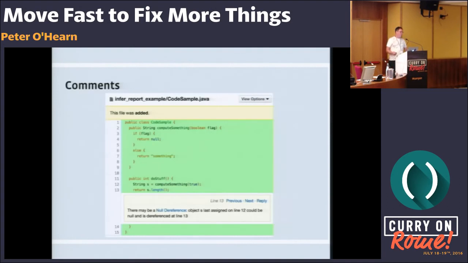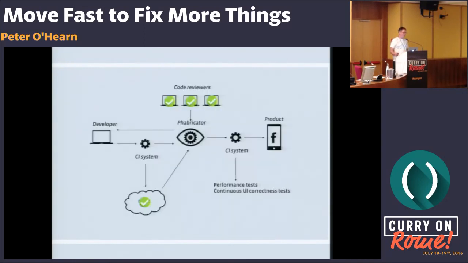But what happens is there's code and automatic comments are written on the code. Like there's a potential nullity reference here. Automatic comments are written on the code by the program analysis tool as it's running in the data center. And eventually everybody's happy and the code gets shipped to production.